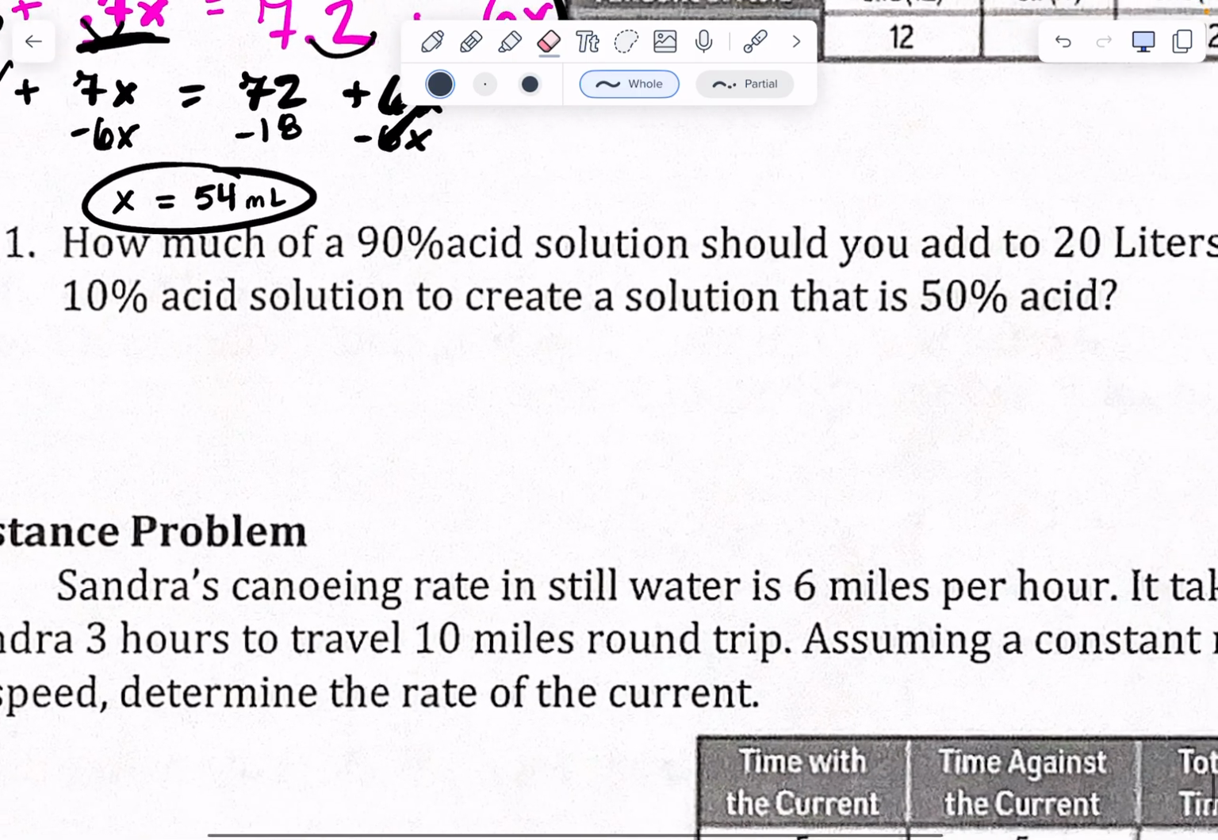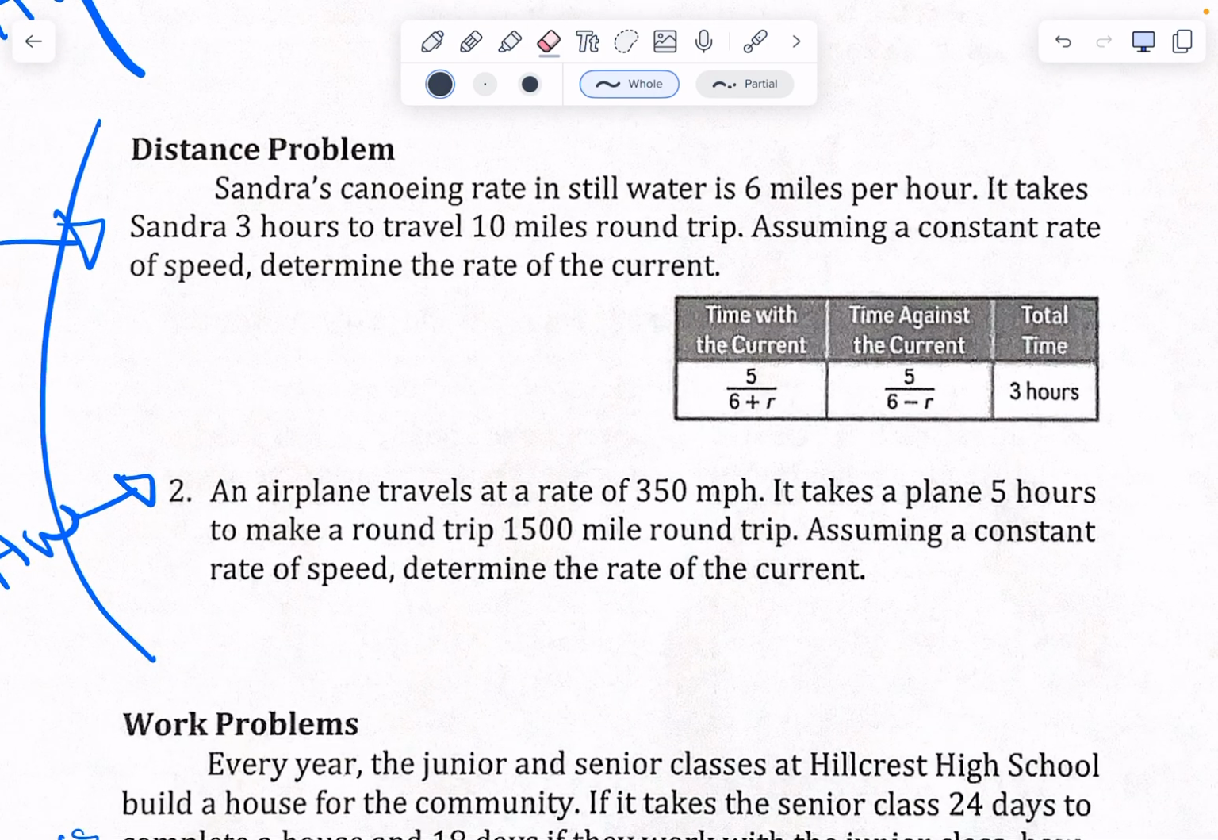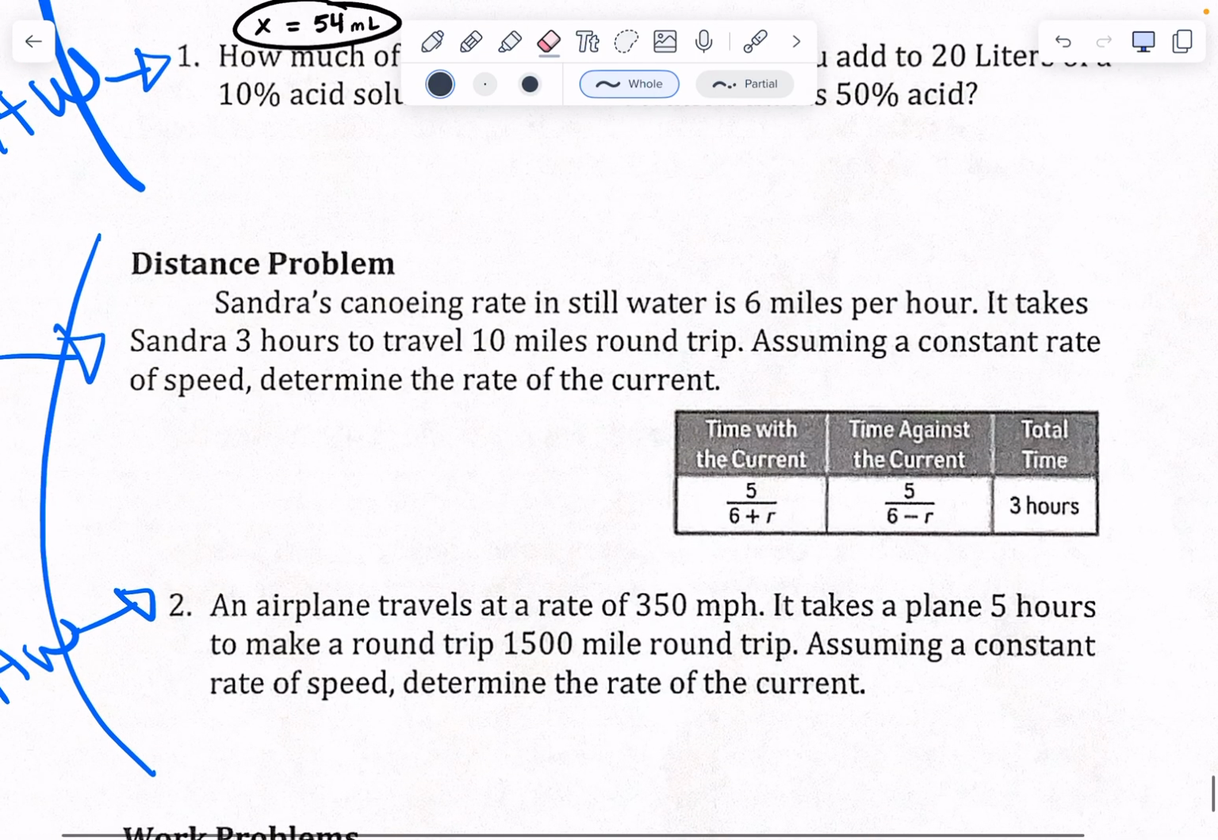Okay, let's talk distance. Here we go. I want you to write something down up above where it says distance. We're going down to this distance problem. You guys have to do number 1 on your own.